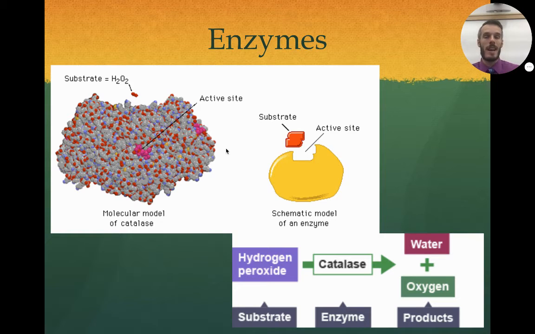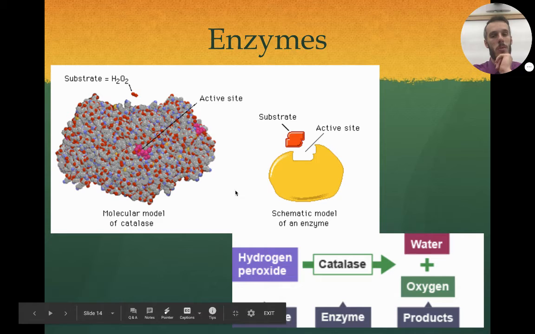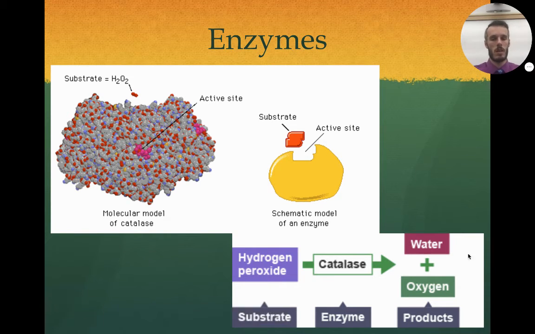Another example of an enzyme is catalase. Whenever we were talking about peroxisomes, catalase is an important part of peroxisomes because it helps to break down hydrogen peroxide, which is toxic to the inside of your cells. So catalase will break it down into water and oxygen, which we know are good for your cells.